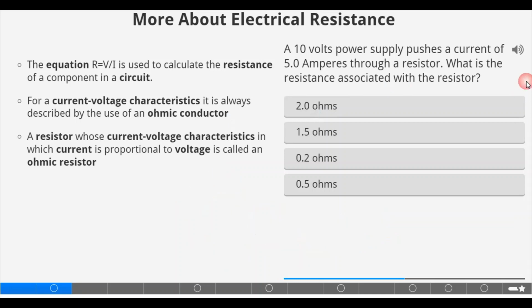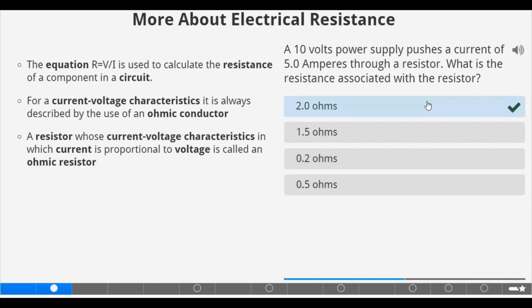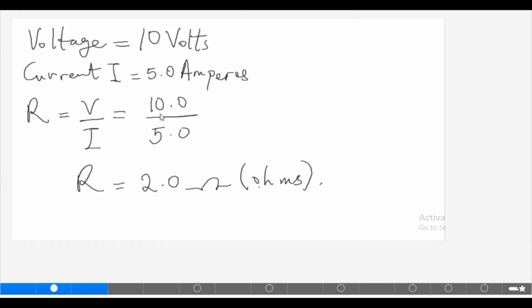Let's pick it and see. That is it. Now, the breakdown of the calculation also is available here. Voltage is 10 volts, current is 5 amperes. So R is V over I, that's 10 over 5, that's 2 ohms.